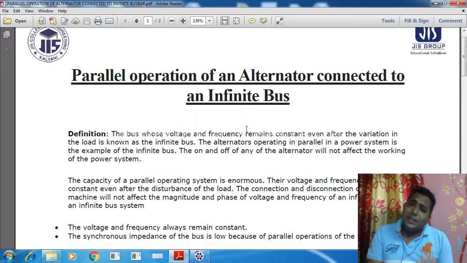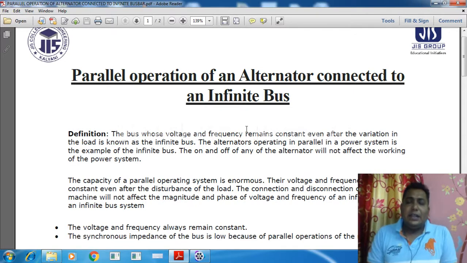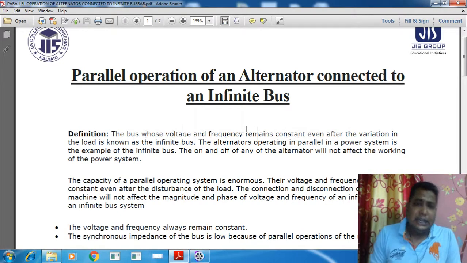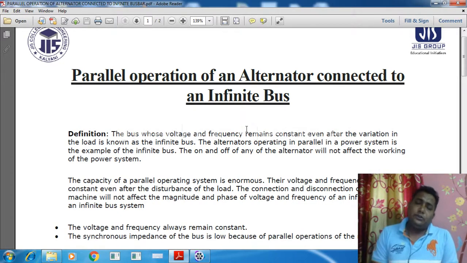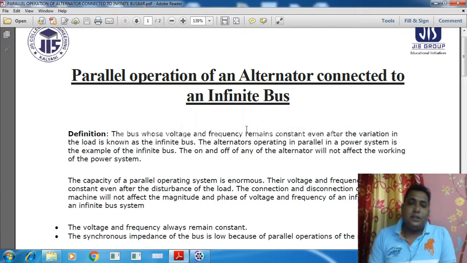When we think that way, between the alternator and the bus bar there is a huge distance. What changes occur, and what property changes occur in the alternator, is the point of attraction for today's presentation. Let us first check the definition, and then see what happens when an alternator is operated in parallel and connected to an infinite bus.